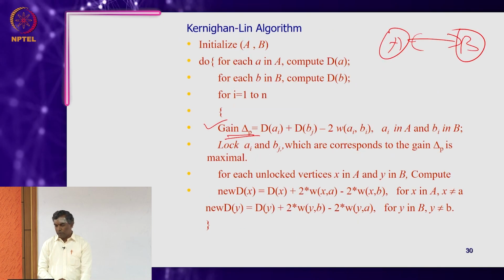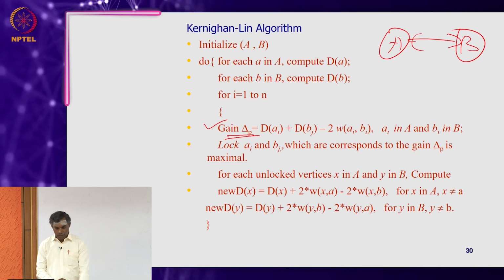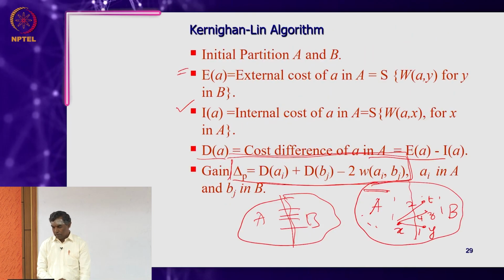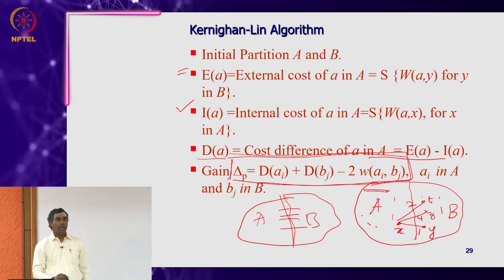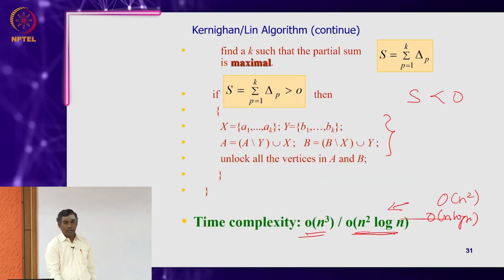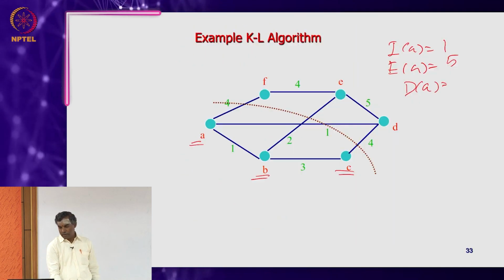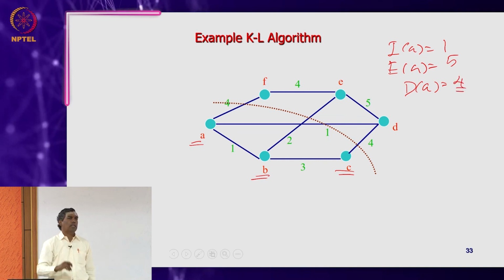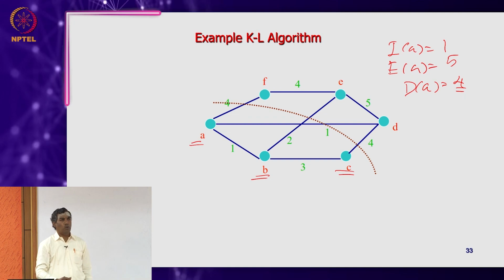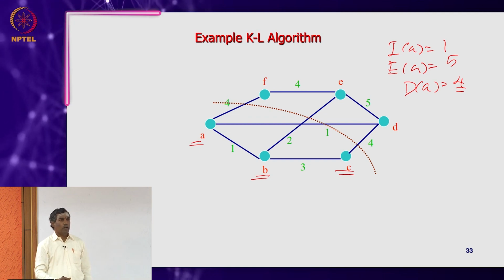I just move it into an example. What is D? D is EA minus IA, external cost minus internal cost. Yeah, it's 4. So like that, you calculate this D value for every node in a graph. Okay, that's what I am interested in.